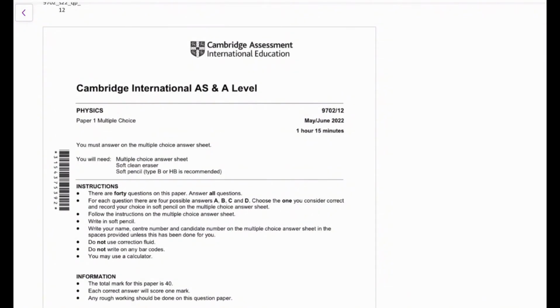Today I'm going to be solving the May-June 2022 question paper 1-2 for physics, and the question paper is 1 hour 15 minutes long. I'm going to be going through some of the questions that were asked on this paper so that you can understand how some of these questions can be worked out.